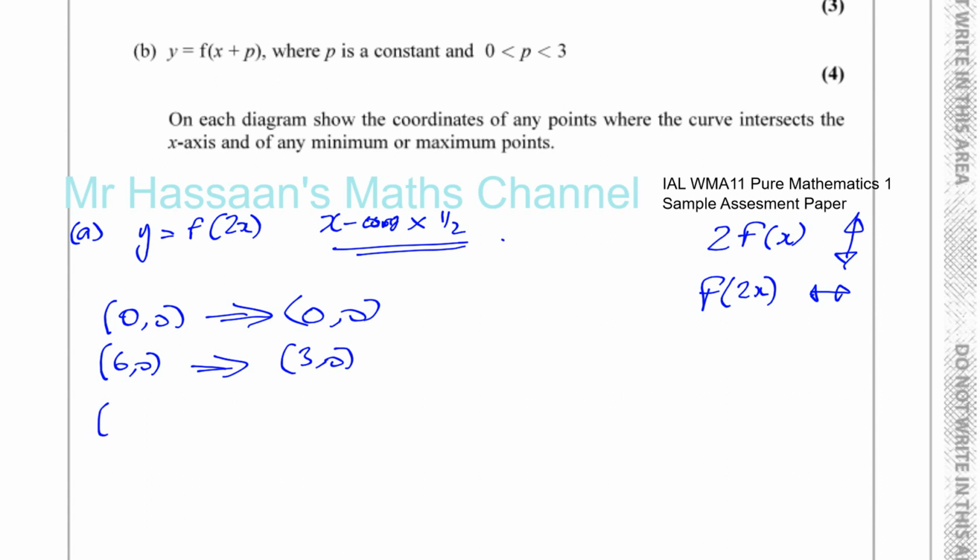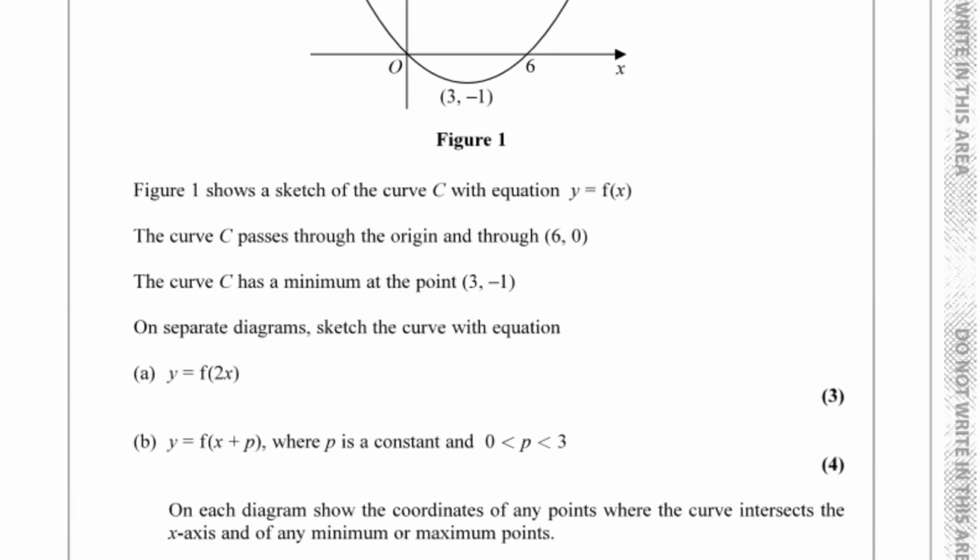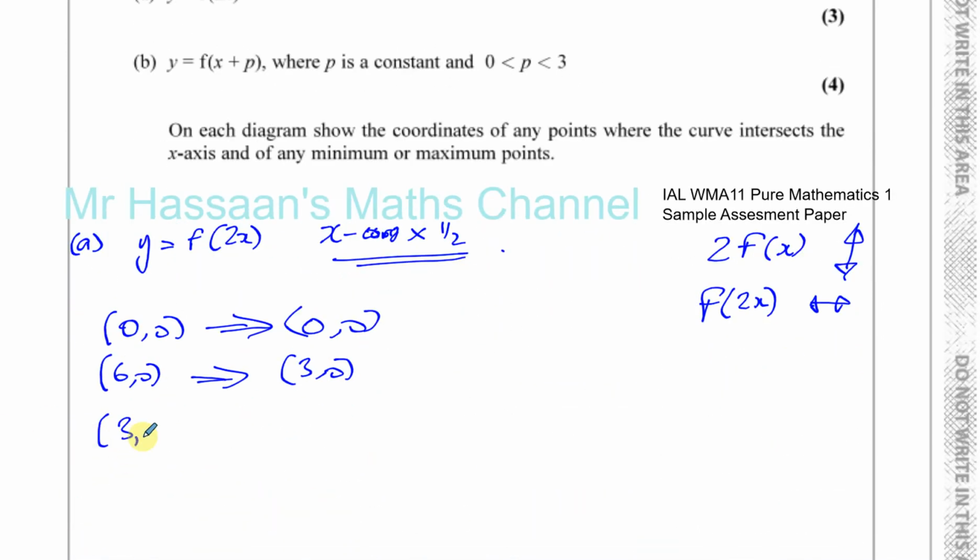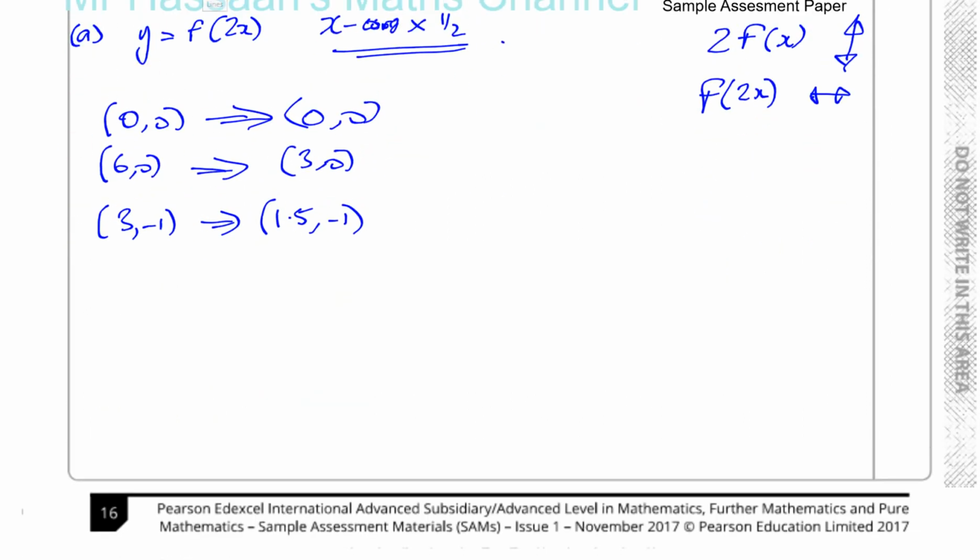And then you have the turning point, which is at (3, -1). Multiply the x coordinate by a half and it becomes 1.5, and the y coordinate stays the same, so (1.5, -1). So those are the new coordinates of the points that we have. Now we can draw a sketch of the graph over here.